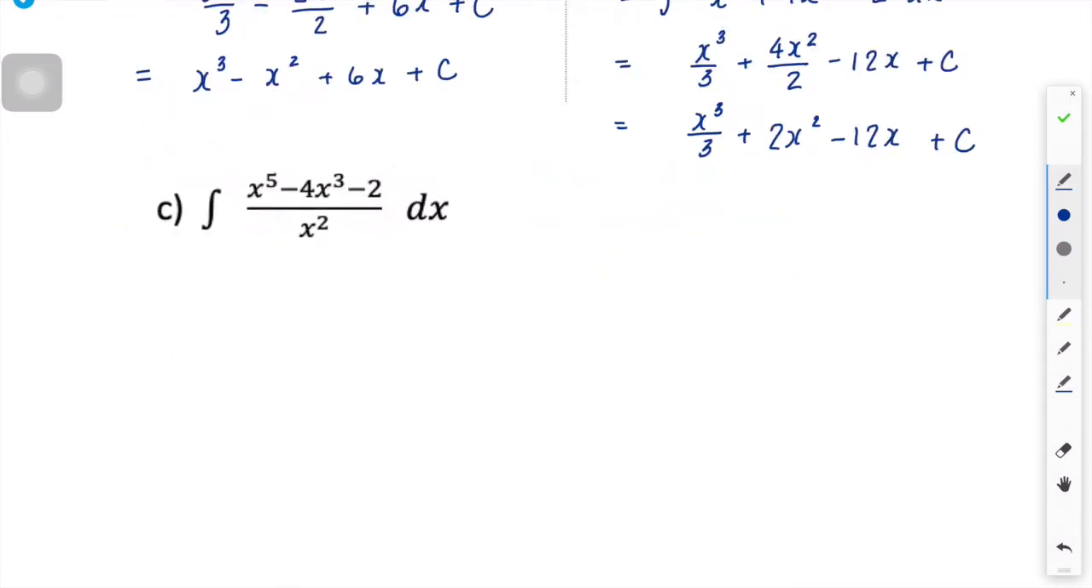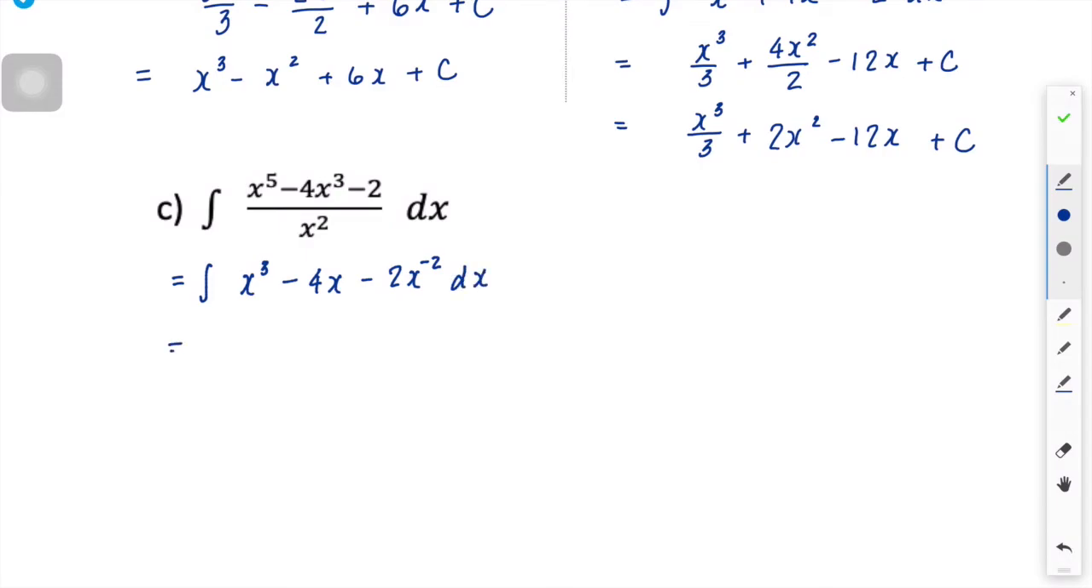Question C. Here we have the integral of a quotient of two functions. The good news is the denominator is a monomial, which allows me to divide every single term in the trinomial by x squared. This way, I will get a simpler trinomial when I take the integral. And I will write 2 over x squared as 2x to the power of negative 2.